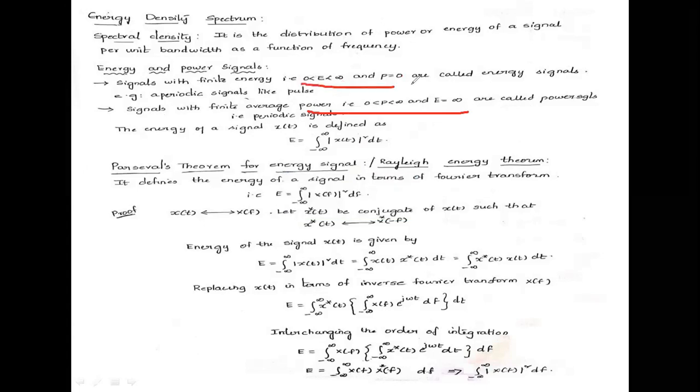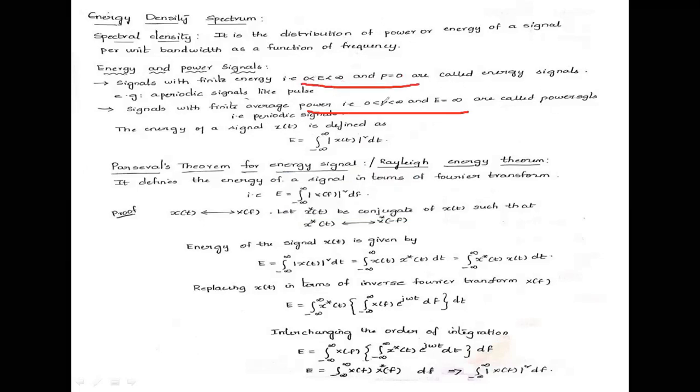In that, the energy and the power signals: signals with finite energy and the power equal to 0 are called energy signals. Example, a non-periodic signal like a pulse. And signals with a finite average power and infinite energy, remember these two, energy is infinite, then they are called power signals. Examples are periodic signals.